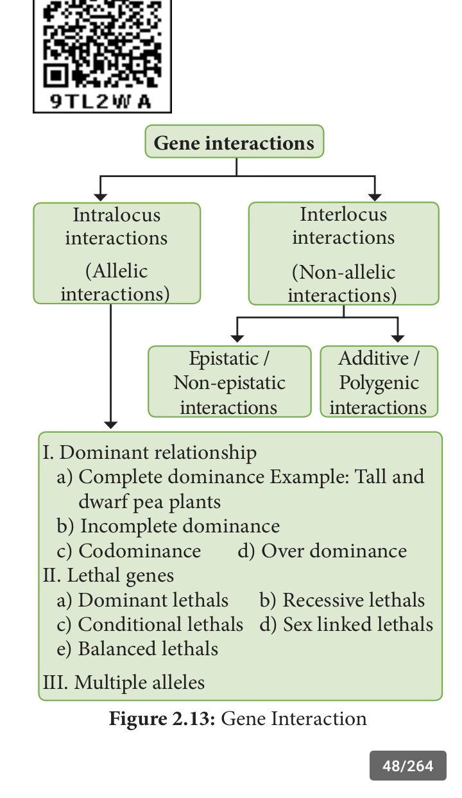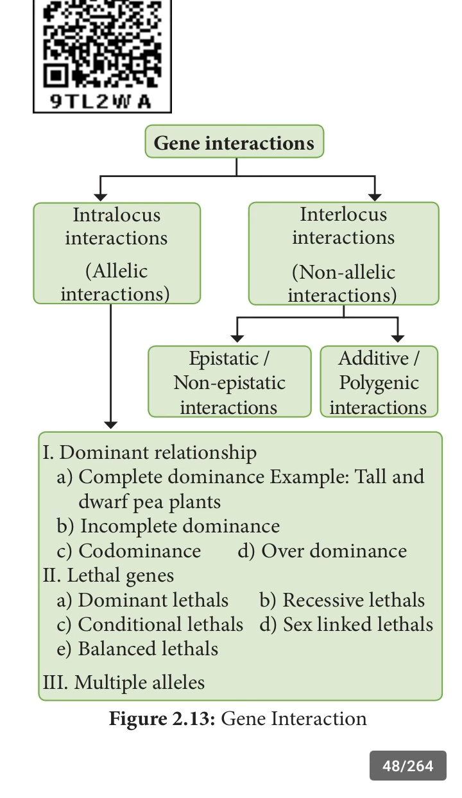In types, you can say there are two types: epistatic or non-epistatic, and additive or polygenic. So here epistatic or non-epistatic interaction means that two genes are present in two different loci. One gene present in a locus suppresses or hides the effect of another gene. So the gene which is dominating is called the epistatic. Here only the epistatic gene effect is expressed, the character is expressed, so that is called epistatic, and the character which is not exhibited is called non-epistatic.